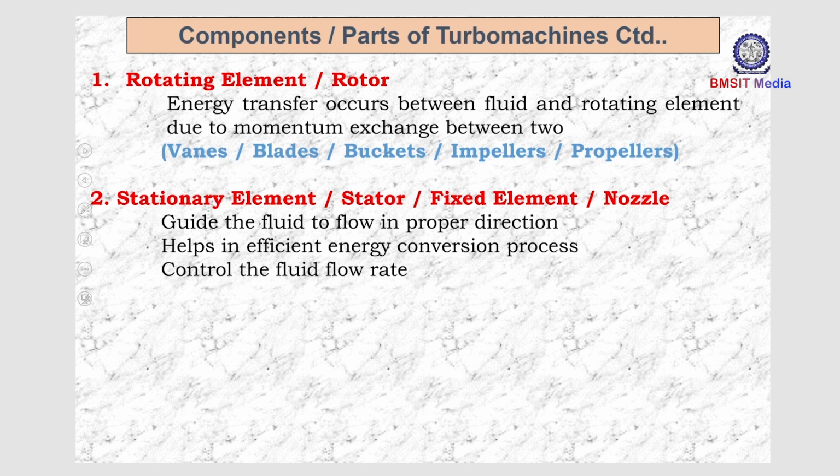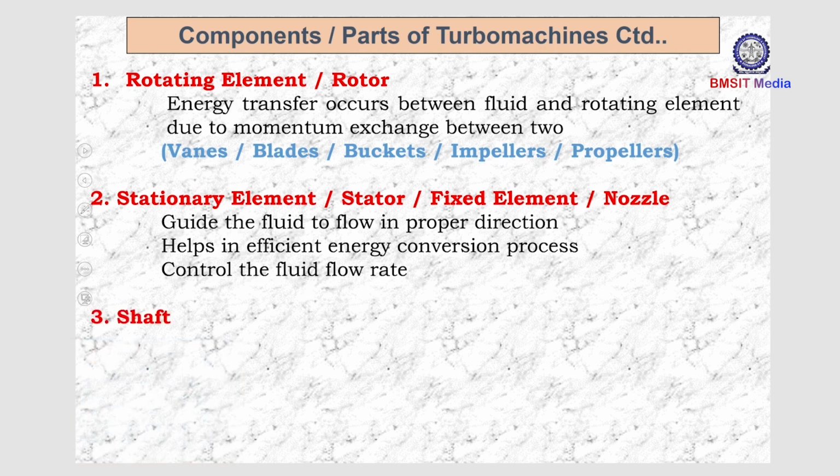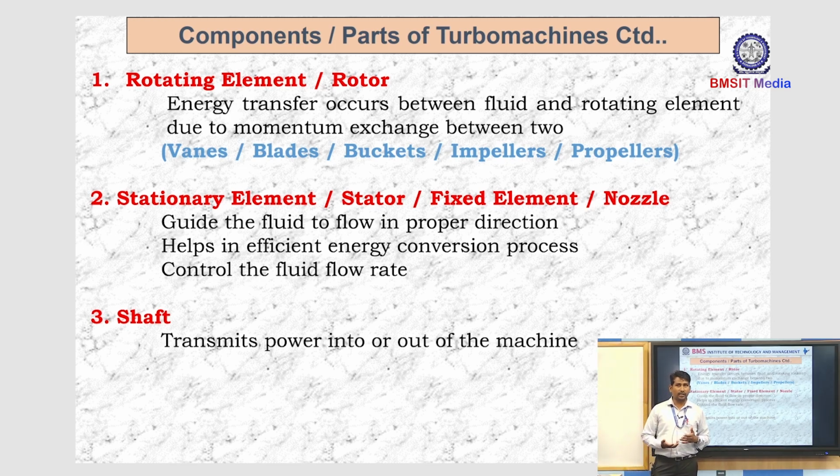The fluid flow can be controlled easily with the help of the guide blades. And the third part is the shaft. The shaft is an important part, the same as the rotor. In some of the machines, we couple these two. The rotor is coupled directly to the shaft. There will be a shaft, and above the shaft the rotor is coupled directly. This shaft is always used to transmit the power.